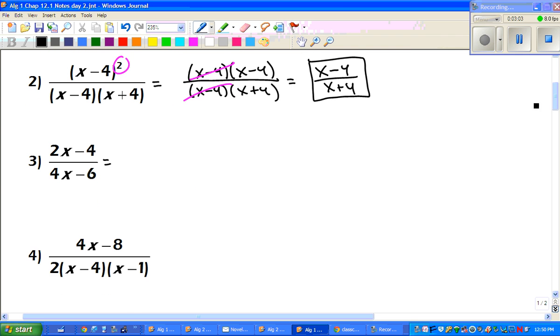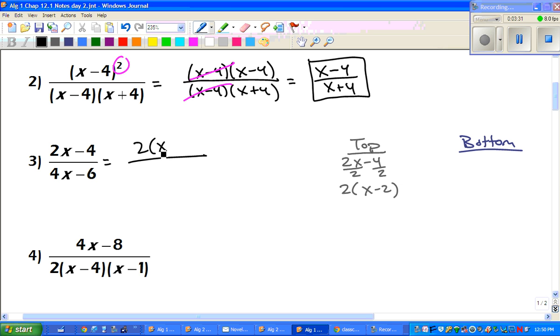Okay. Number 3. Now 3, we have to break it down a little bit, okay? We have to simplify both the top and the bottom, okay? So the top, we can take out a GCF, and that GCF is 2. So then we're left with 2 times x minus 2. So that's what I'm going to write, 2x minus 2.